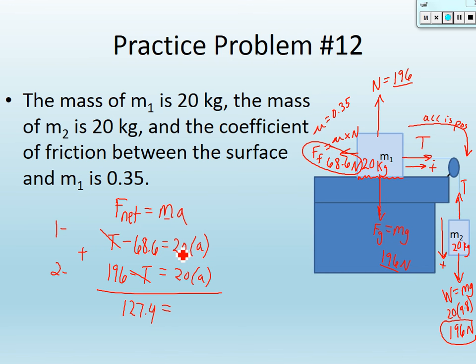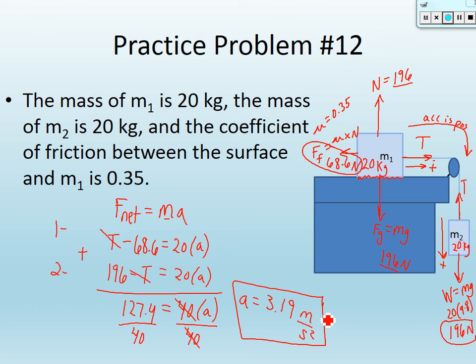127.4 is equal to, what's 20A plus 20A? That'd be 40A. Okay. Now we just solve this equation. How do you get A by itself? Divide by 40 on both sides. So it cancels out on the right. Good. So acceleration is equal to 3.19 meters per second squared. Is it okay if we put 3.18? It's 3.185, I just rounded that to 2 decimal places.